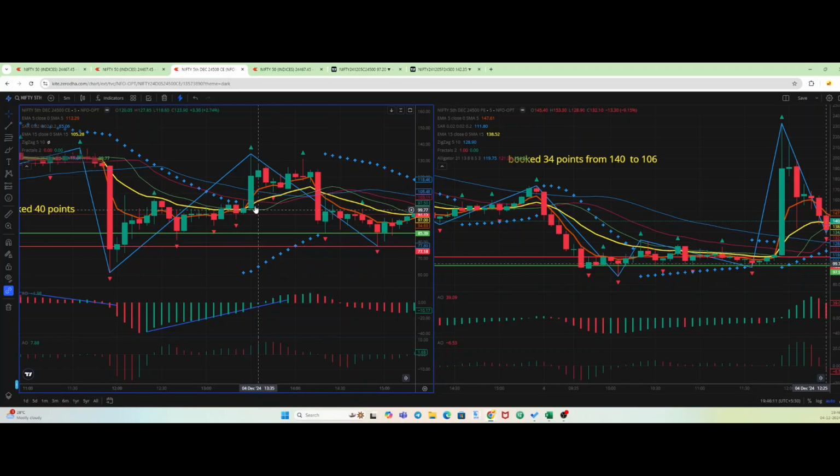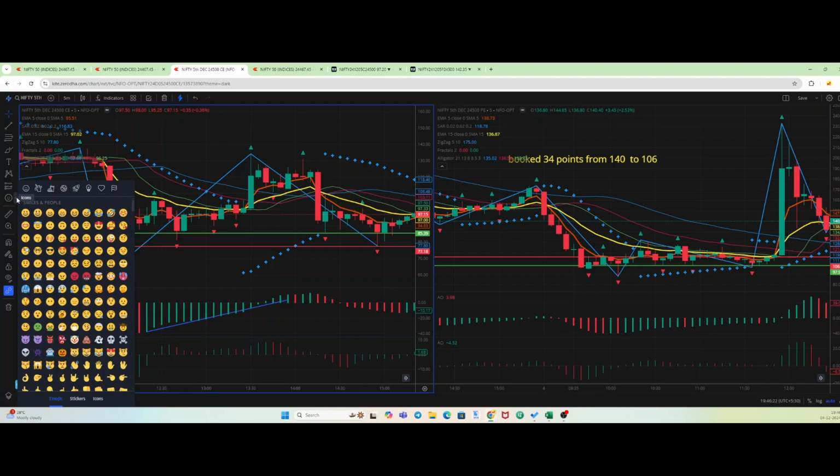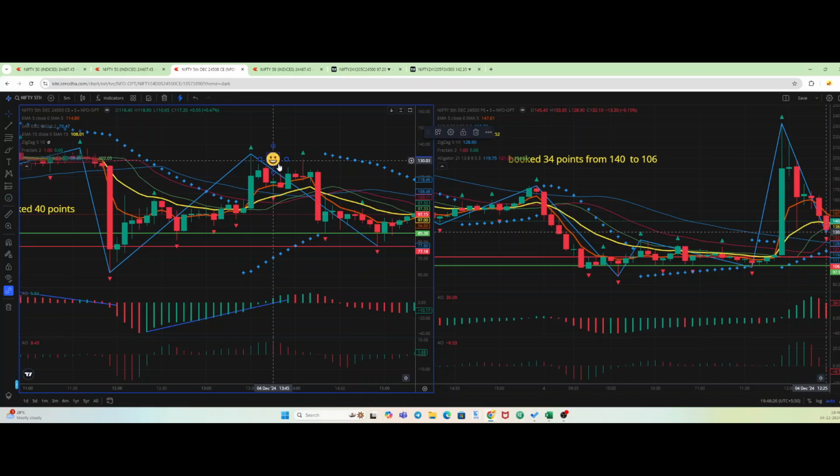Because you see here, I will put a mark here. Here, if you see, a fractal is there, but that fractal is above the alligator. So when we are doing the selling, we want it below the alligator. So that is why here.